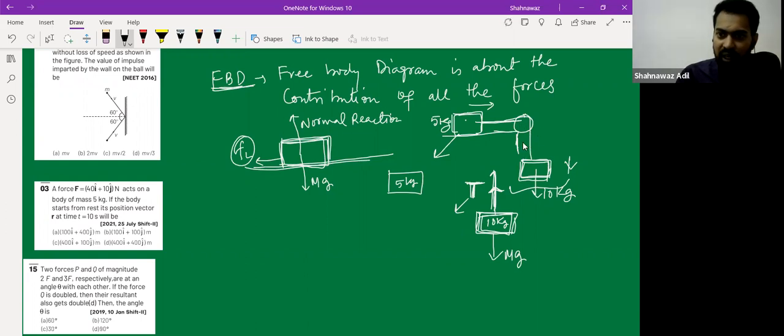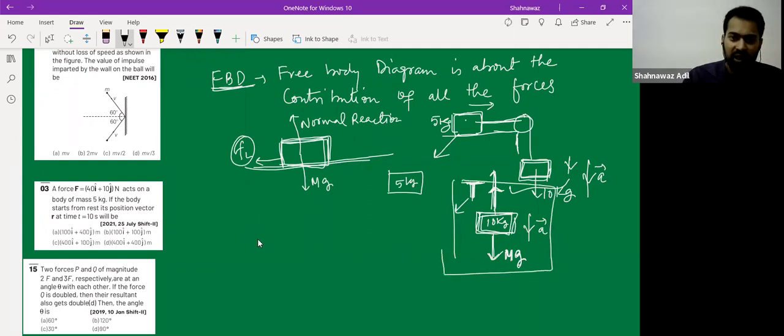If there were no string attached, then there would be a normal reaction, right? So one is this tension, the other is this weight, and the other is this, which is moving like this, right? So there will be a force ma, the accelerating force, right? And what is Newton's second law? That the summation of all the forces will be ma, right?